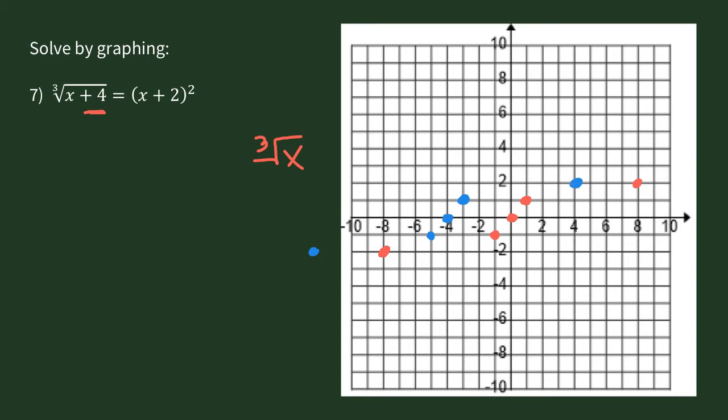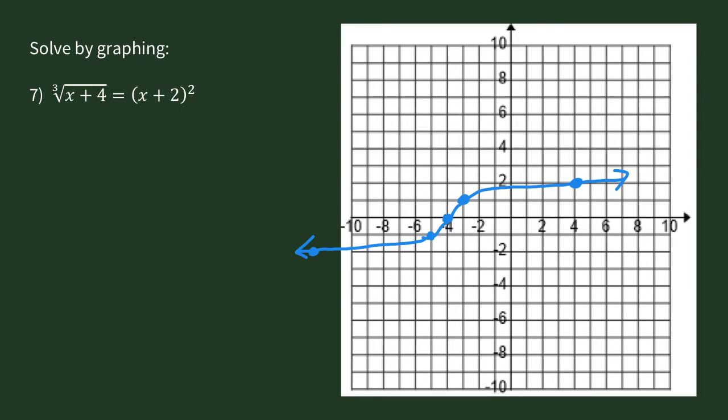I'm going to erase the old points because those are maybe going to confuse me. And then I'm going to connect those points I just drew. And that's the cube root of x plus 4.